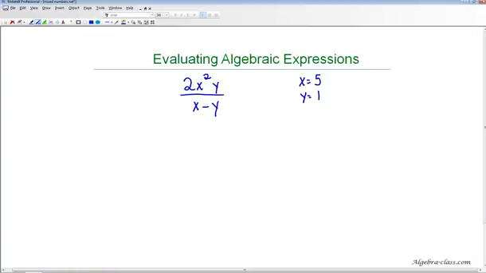In this lesson, we will evaluate algebraic expressions. This is the third example if you're following me on algebraclass.com. So this problem is great because it's actually going to teach us two things.